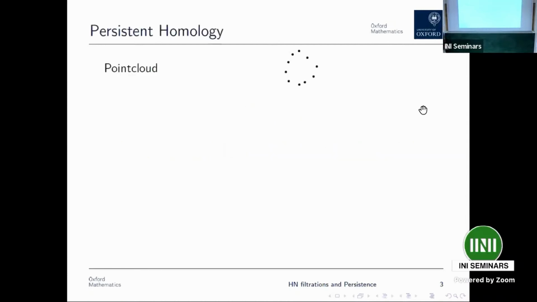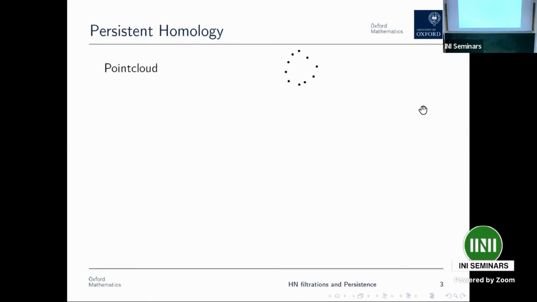Okay. So persistent homology is one of the main techniques in TDA. Its input is a point cloud, so a bunch of points in a metric space, and the goal is to extract topological information about it. In this example, the points are roughly sampled around a circle, and we would like to extract information telling us that there is some underlying circle for these data sets.